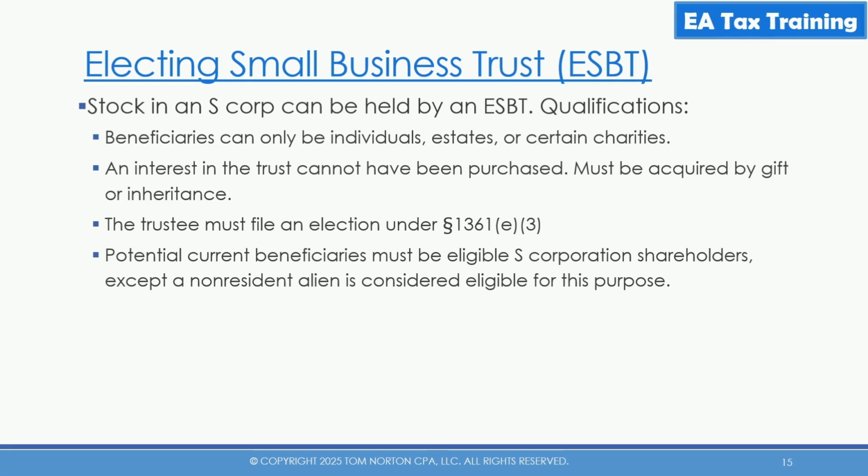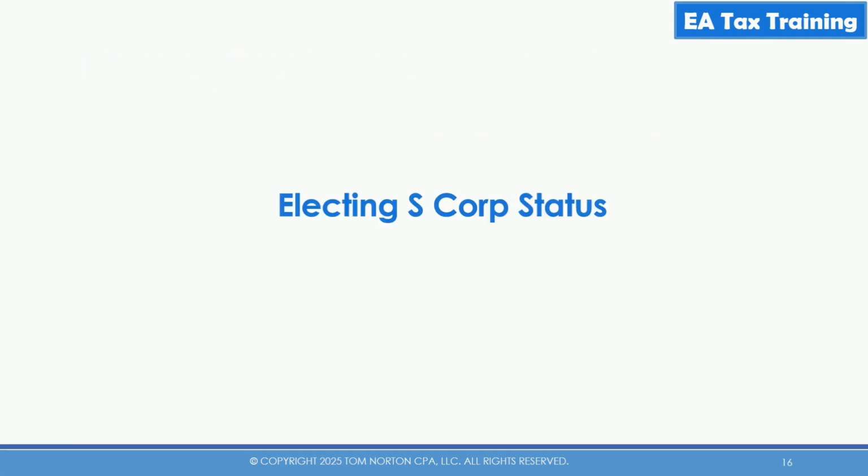And in order to qualify, the trustee must elect to be treated as an ESBT, and they make that election under Section 1361(e)(3). And any potential current beneficiaries must be eligible S corporation shareholders, except they will allow a non-resident alien to be considered eligible for this purpose.